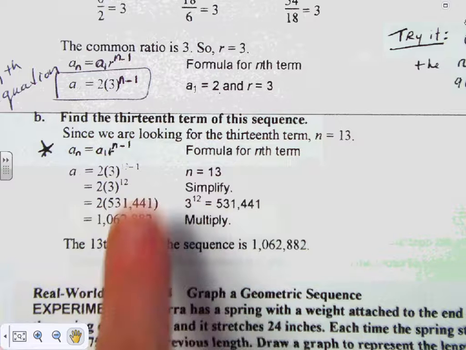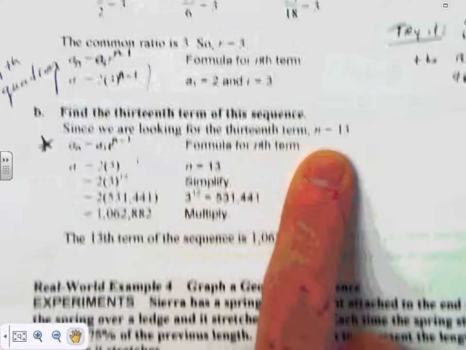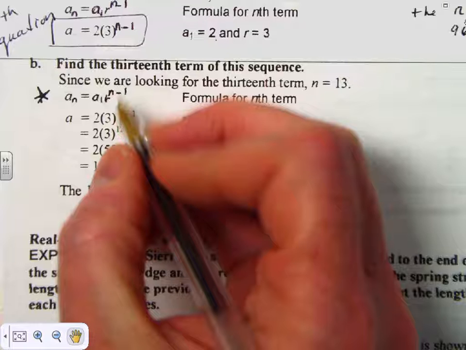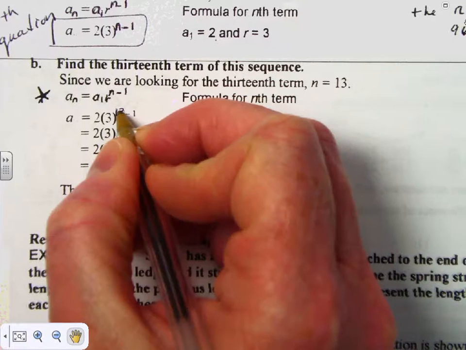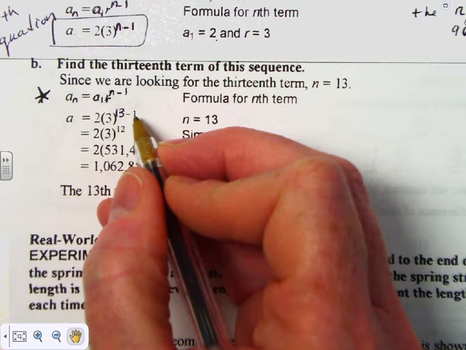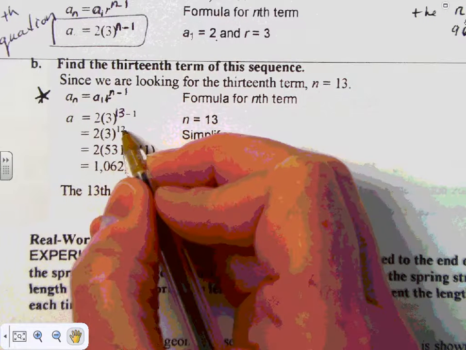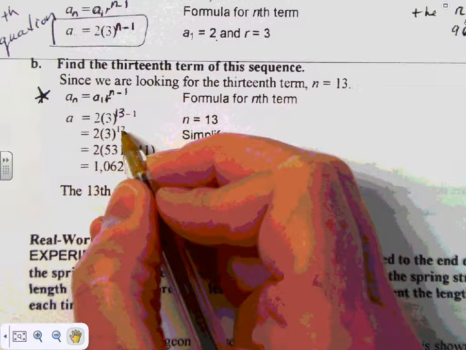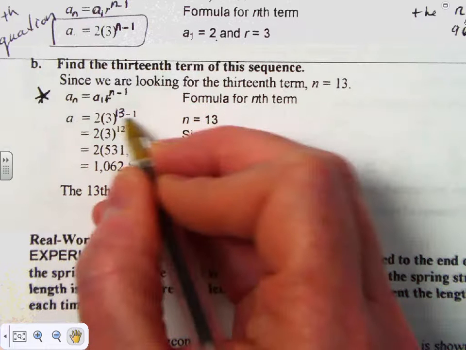Okay? Let's find the 13th term here. So we would put a 13 where the n is. We subtract 13, take away 1, we get 12. And here's the important part. Please pay close attention. You're dealing with exponents.